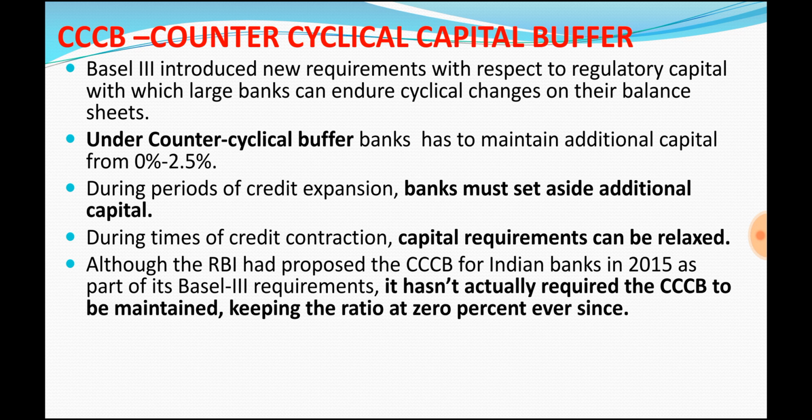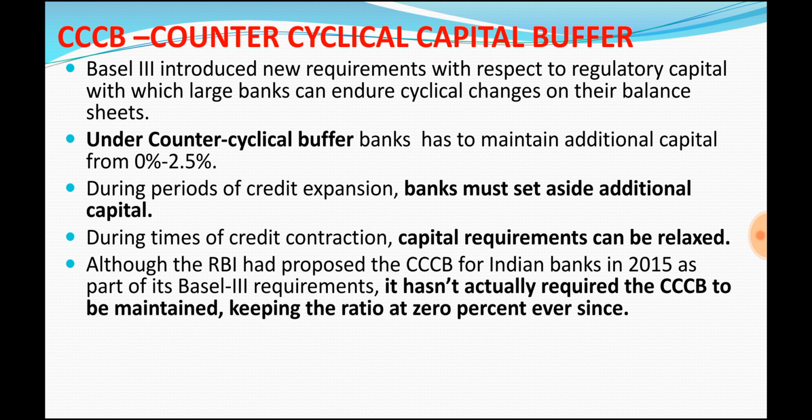At that time they could use this 2.5% capital to lend. For example, the Indian RBI said in 2015, after the Basel III norms came in 2010, that India also should meet this counter-cyclical capital buffer. But so far this ratio is kept in India at 0% because India is not lending that much. Huge lending is not happening, so that is the reason it is 0% for India.